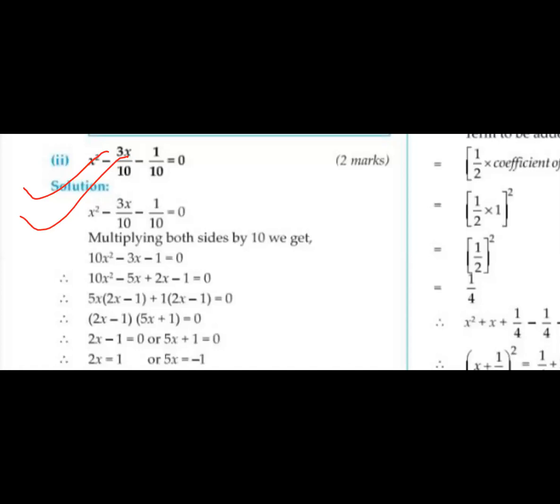x square minus 3x upon 10 minus 1 upon 10 equals to 0. This is a question from the problem set. Okay, yes, we'll solve it.